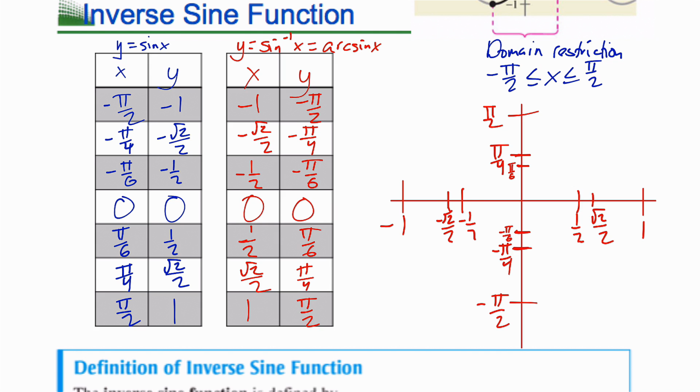So -1, negative pi over 2, we're going to say is right about there. Negative root 2 over 2, over here, down at negative pi over 4. Negative 1/2, negative pi over 6, and then 0, 0. And then over here we've got positive 1/2, positive pi over 6, positive root 2 over 2, positive pi over 4, and 1, pi over 2. I missed a bar on my fraction there.